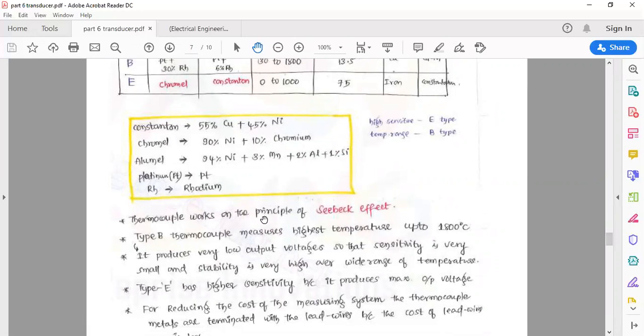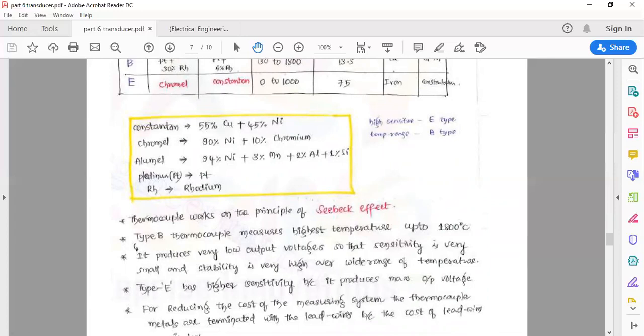Thermocouple works on the principle of the Seebeck effect. Type B thermocouple measures the highest temperature, up to 1800 degrees Celsius. It produces very low output voltage, so sensitivity is very small, and stability is very high over a wide range of temperature. Type E has higher sensitivity because it provides more output voltage.